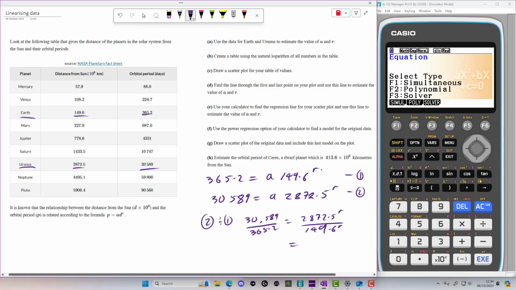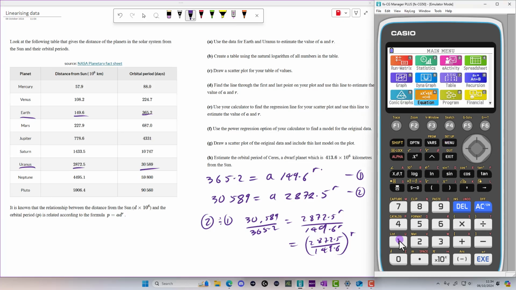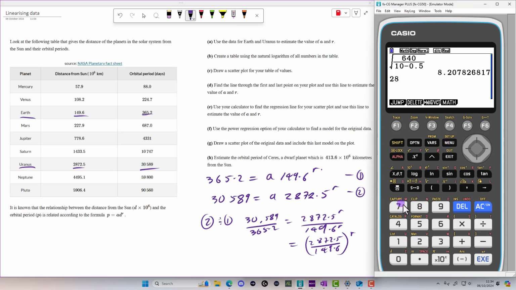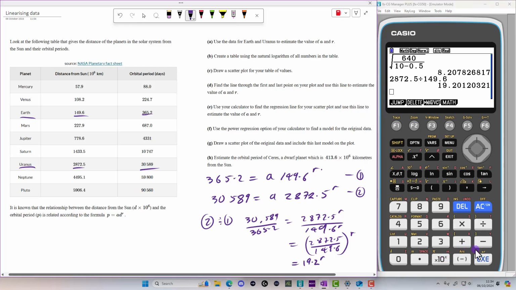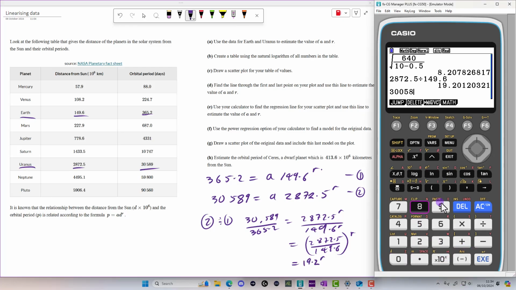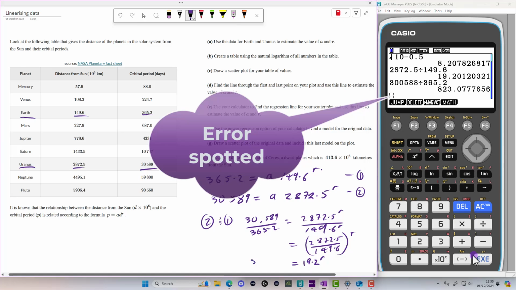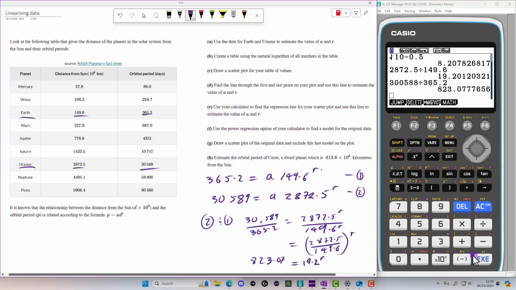So we can work this out. We can realise that we've got 2872.5 over 149.6, all to the power R on the right hand side. And if we go to menu 1, we can quickly work that out. 2872.5 divided by 149.6 and we get 19.2. On the other side we've got 30,589 divided by 365.2 and we get 83.77, so on. And then we can just undo that.